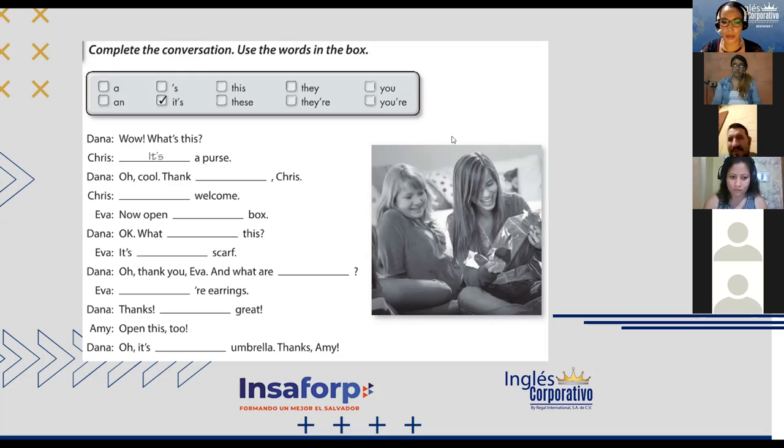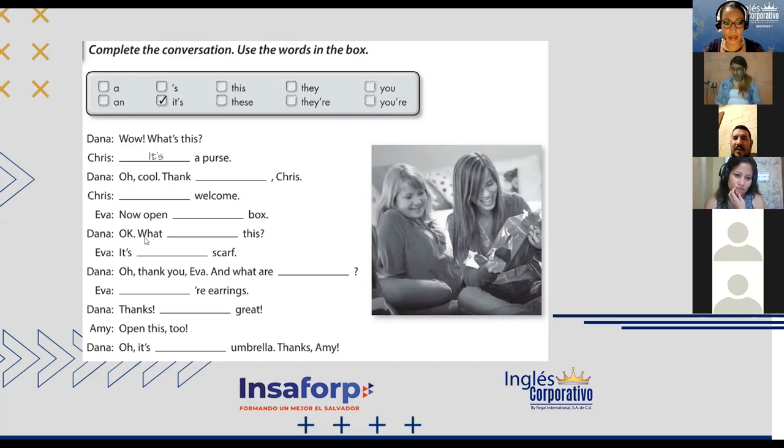Ready. Okay, so it says, wow, what's this? It's a purse. Oh, cool. Thank you, Chris. You're welcome. Okay, now open this box.